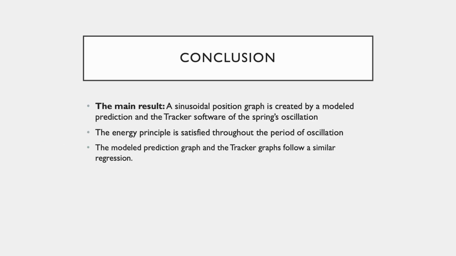So finally, in conclusion, a sinusoidal position graph is created by the model prediction and the tracker software of the spring's oscillation. We know that the energy principle is satisfied throughout the spring's oscillation since delta E remains zero throughout the graph. Both the modeled prediction graph and the tracker graphs follow that sinusoidal regression, which confirms oscillation.